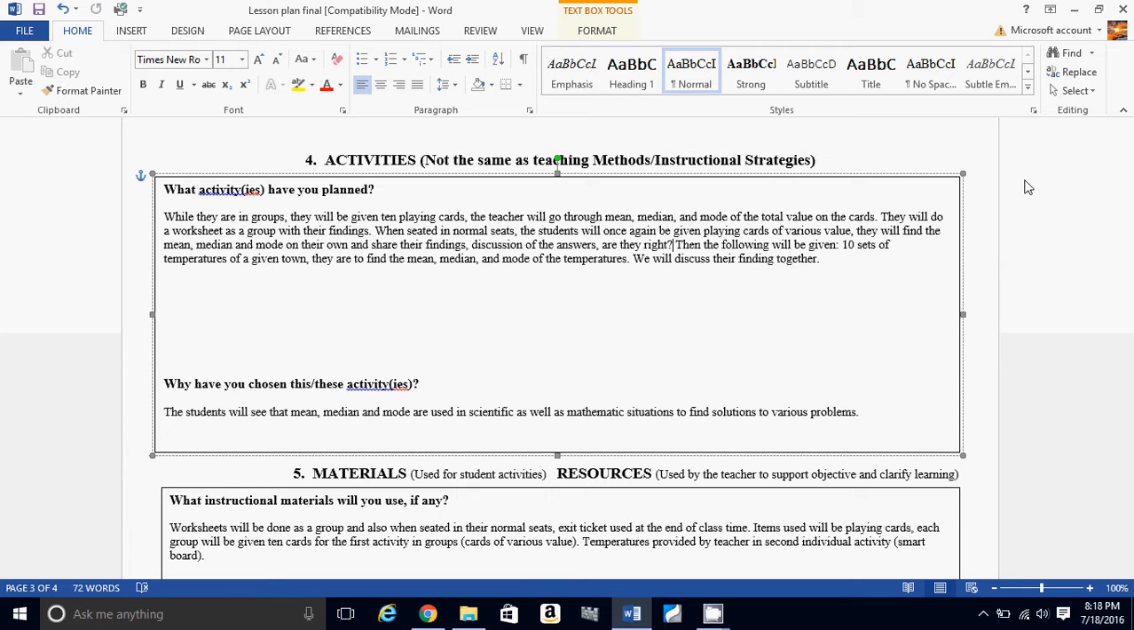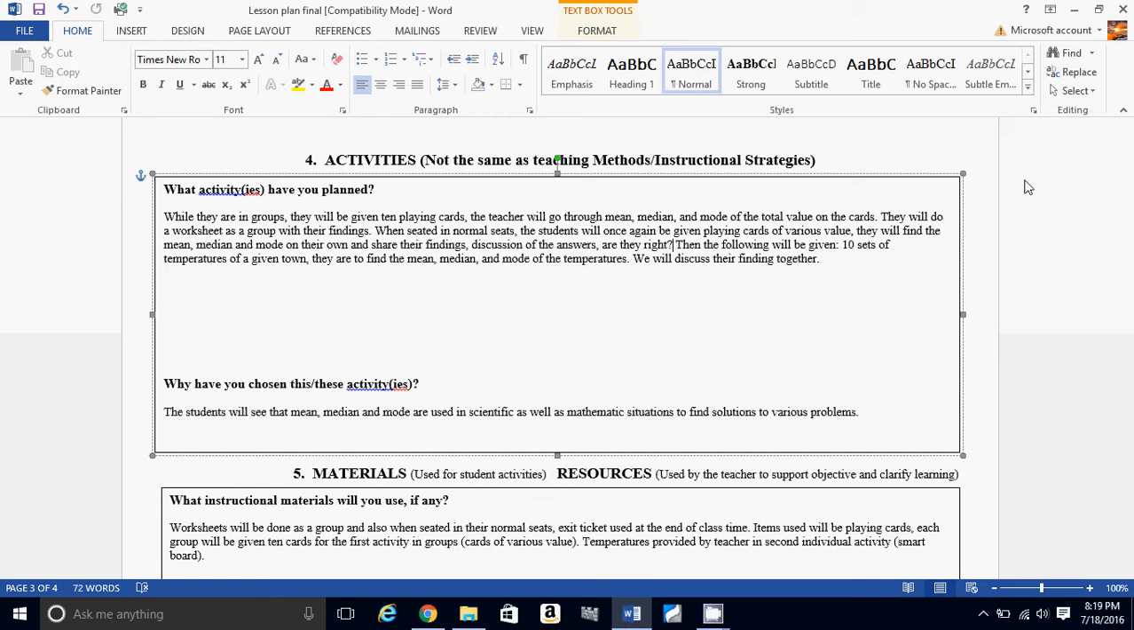Why have I chosen this activity? The students will see that the mean, median, mode are used not only in scientific aspects, but it's also used in mathematical situations to find solutions to various problems. You're going to find this kind of stuff happening in your work.